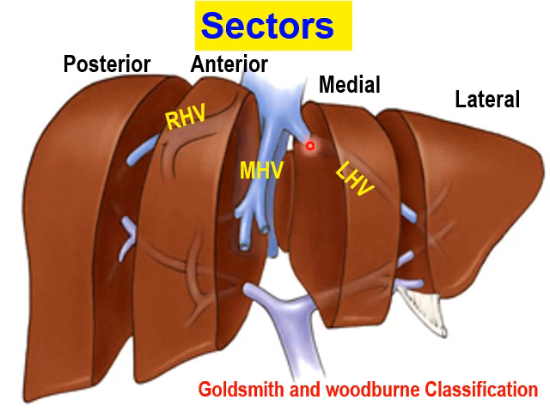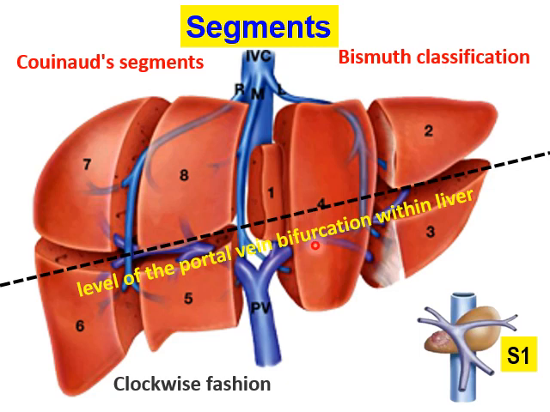Another two vertical planes corresponding to the left hepatic vein and right hepatic vein divide each lobe into two sectors. The left hepatic vein divides the left lobe into lateral sector and medial sector. The right hepatic vein divides the right lobe into anterior sector and posterior sector. Now we have four sectors: the lateral sector, medial sector, anterior sector, and posterior sector.